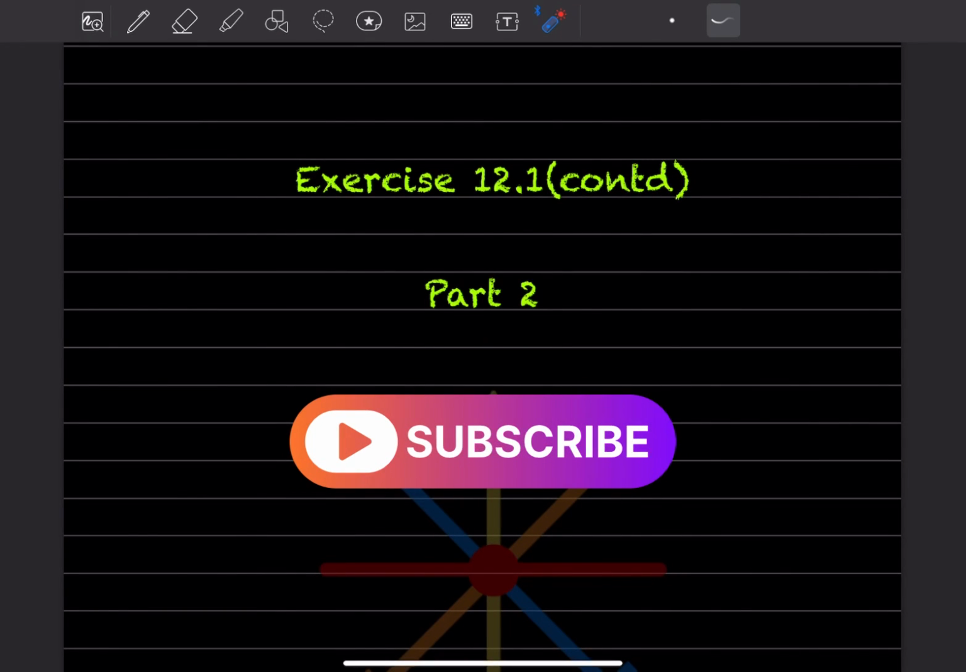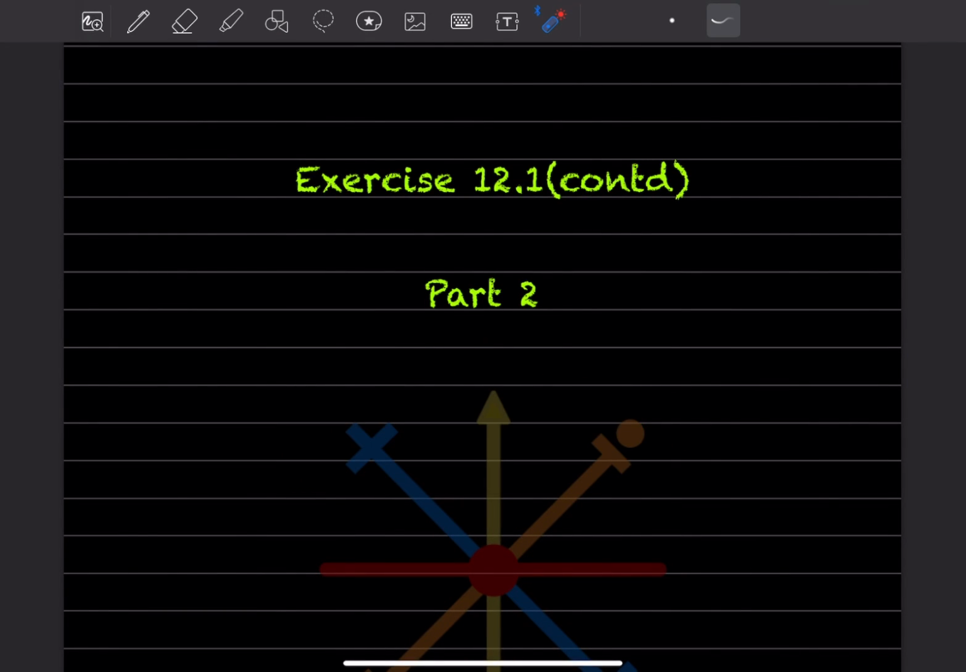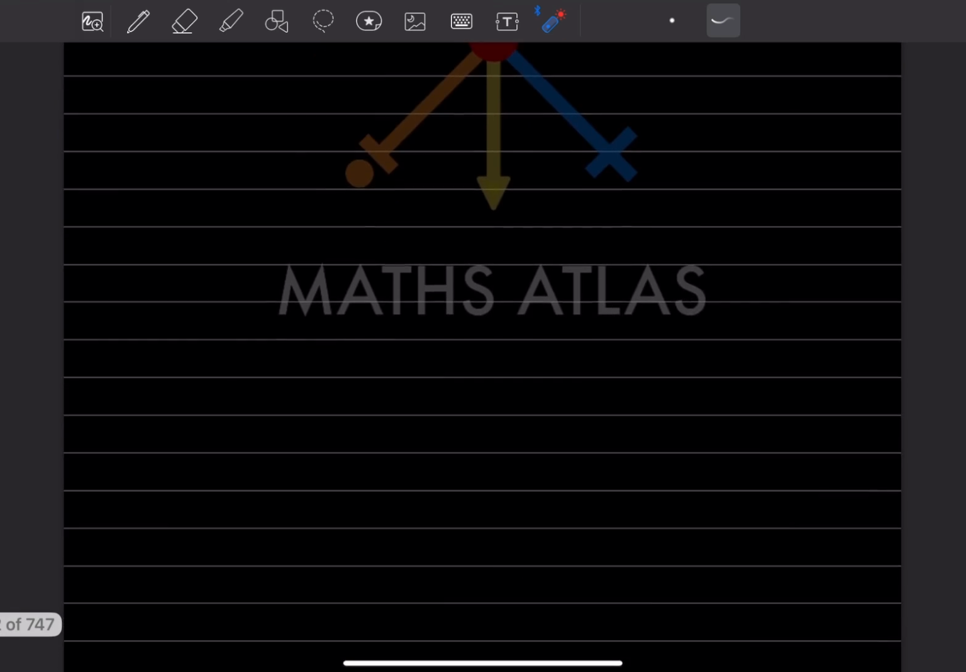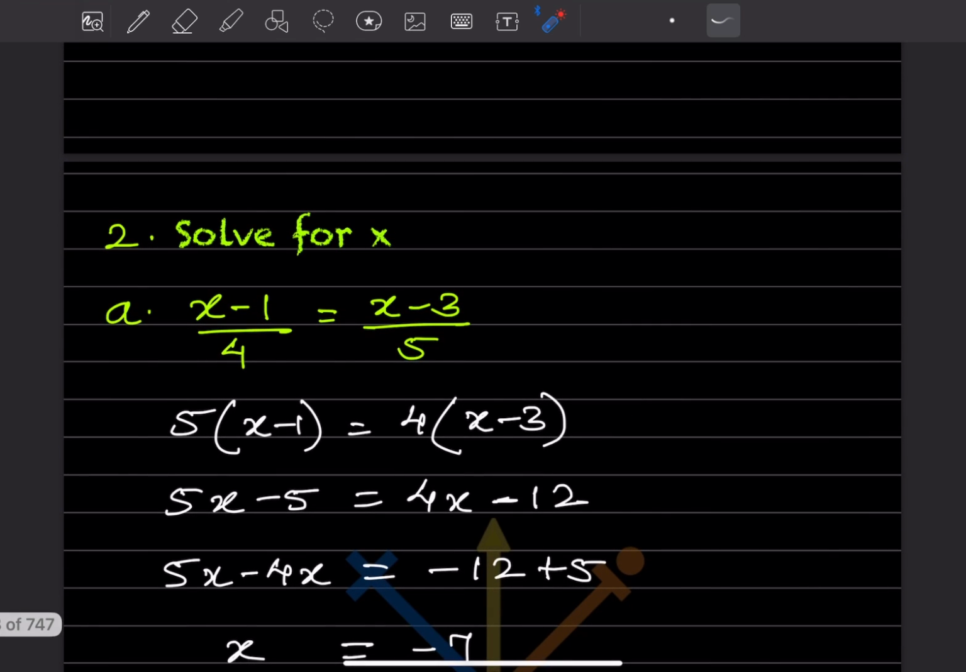So today let us continue with exercise 12.1. We'll see part 2 of it. This says solve for x. Here (x minus 1) divided by 4 is equal to (x minus 3) divided by 5. You can see the equal to sign in between. So what will you do here?